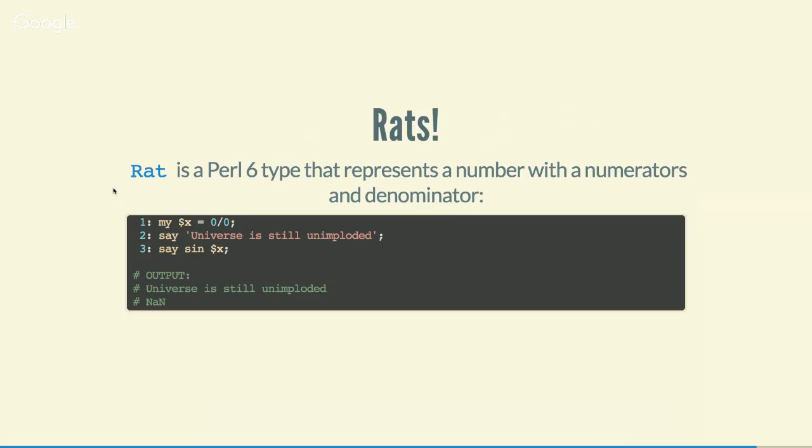Perl 6 has a Rat type, and one interesting side effect of that is if you look on line number 1, I'm dividing by 0, and I'm storing the result in a variable. And on line number 3, I'm actually trying to find the sign of that value. So instead of crashing with an error that I'm trying to divide by 0, the program actually works. The reason for that is the Rat type. It's basically a number that has a numerator and denominator. And those numbers don't get computed until we actually need a number that's the result of that division. So that's why it doesn't die.